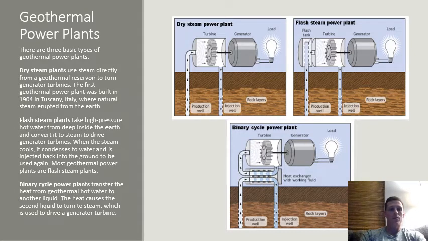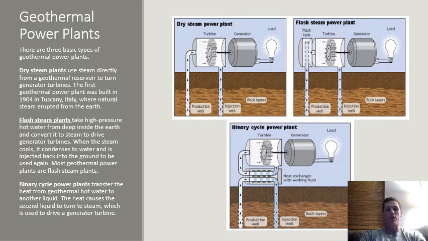Flash steam plants take high pressure water from deep inside the earth, and it is converted to steam, and that steam then turns the turbine, and then the steam condenses and turns back into water, and it's injected back into the ground in order to use that water again. This is the most common type of geothermal power plant.